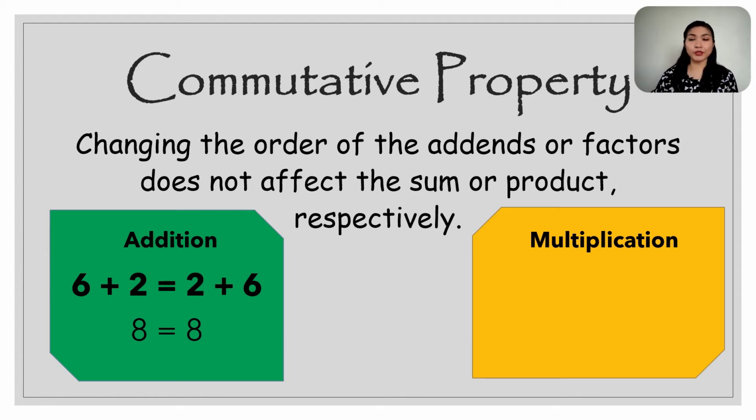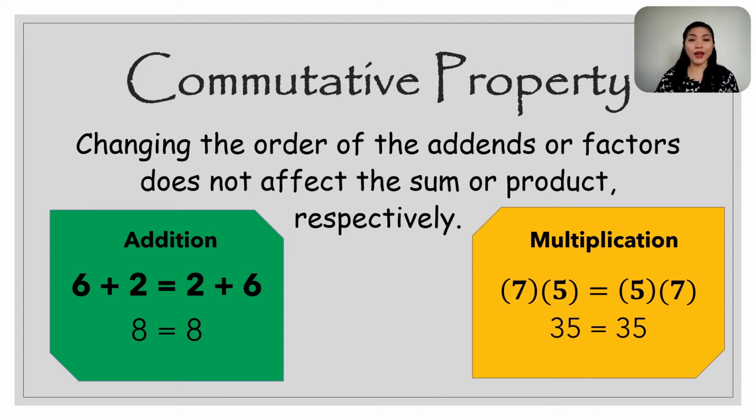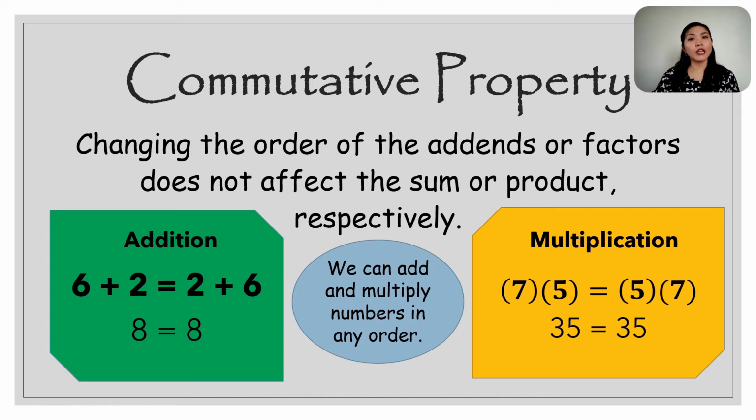An example for multiplication is 7 times 5 equals 5 times 7. Why is this true? Because 7 times 5 equals 35 and that 5 times 7 is also 35. Holding it true under commutative property. In other words, we can add and multiply numbers in any order.